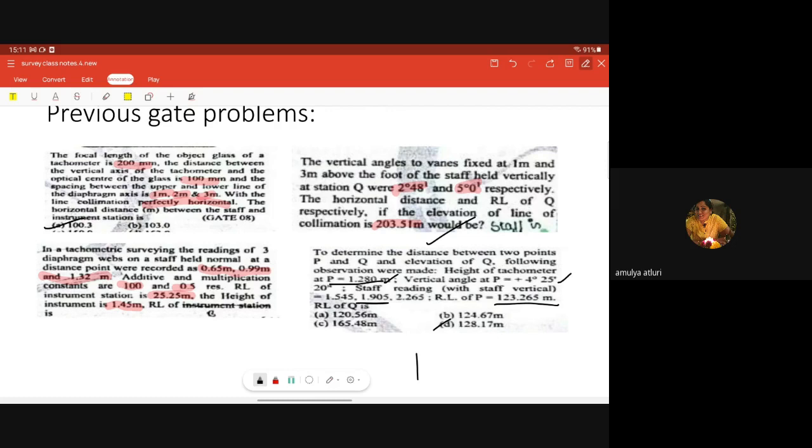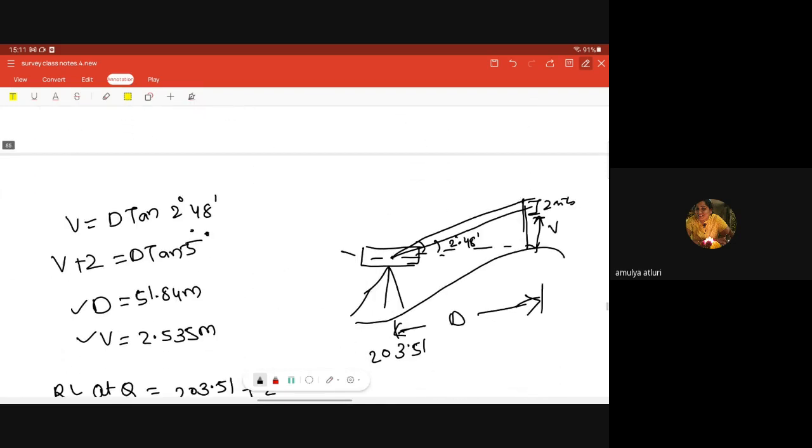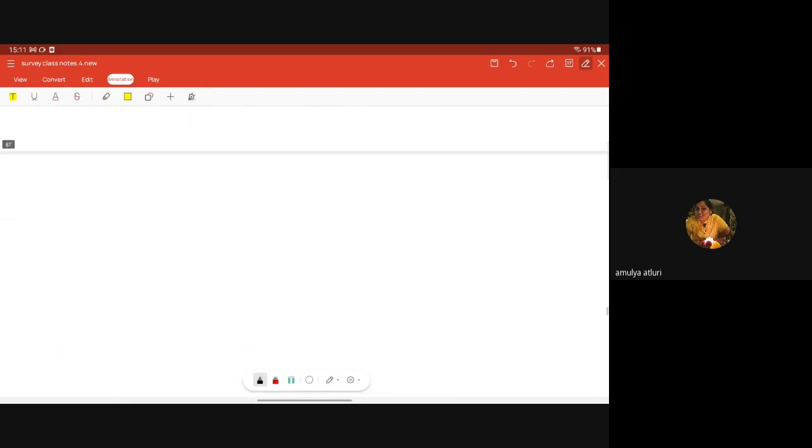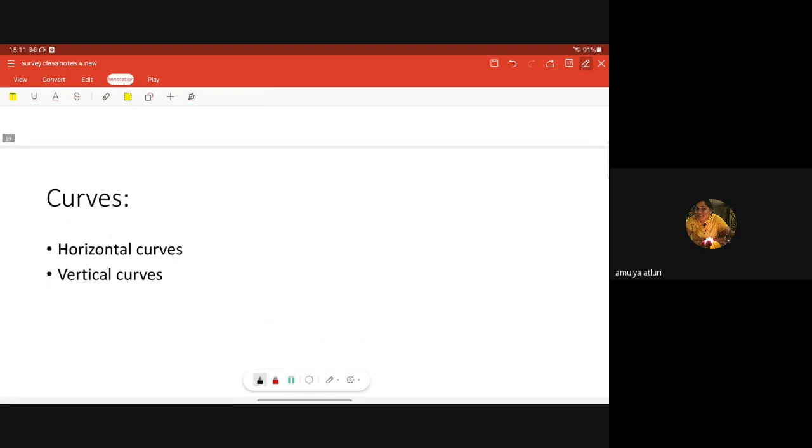This is a GATE question, previous GATE questions these are. So here ends your tacheometric surveying. Now let's enter into another topic called curves. What are curves and why do we need them in civil engineering? Curves are used to change the direction of highways and railways. That's why we survey curves.